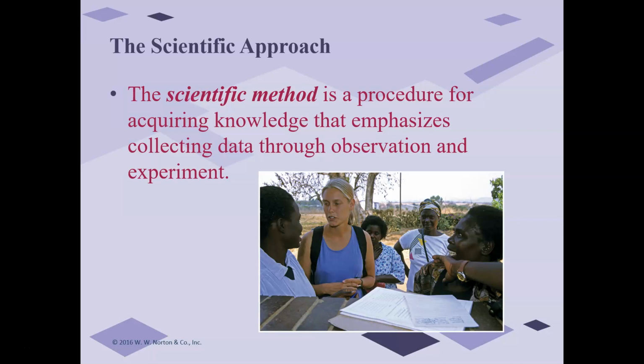The scientific approach. The scientific method is a procedure for acquiring knowledge that emphasizes collecting data through observation and experiment. You may hear about the scientific method in your natural science classes like biology or chemistry. This is the same procedure that social scientists often employ, although natural scientists and social scientists study different things. Both disciplines are scientific in that they collect data to analyze and understand the topic that interests them.